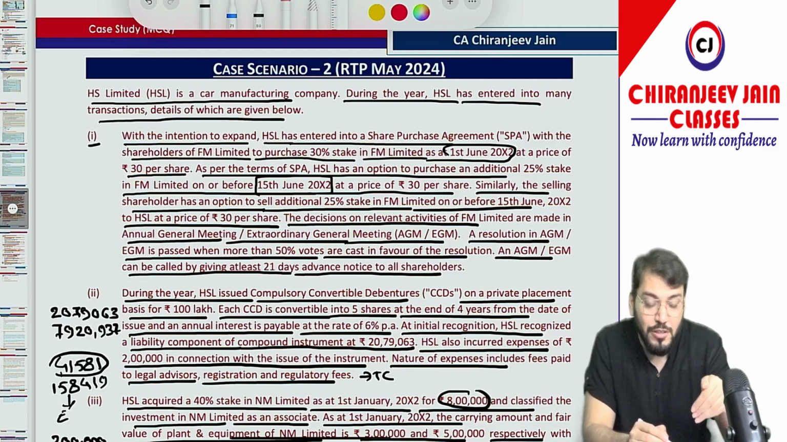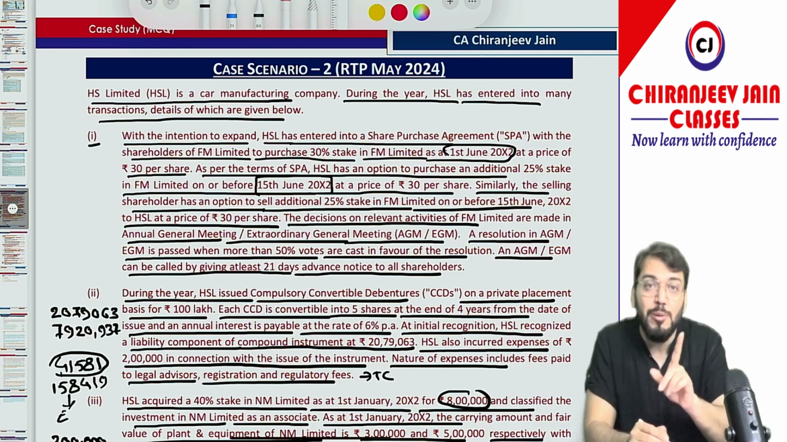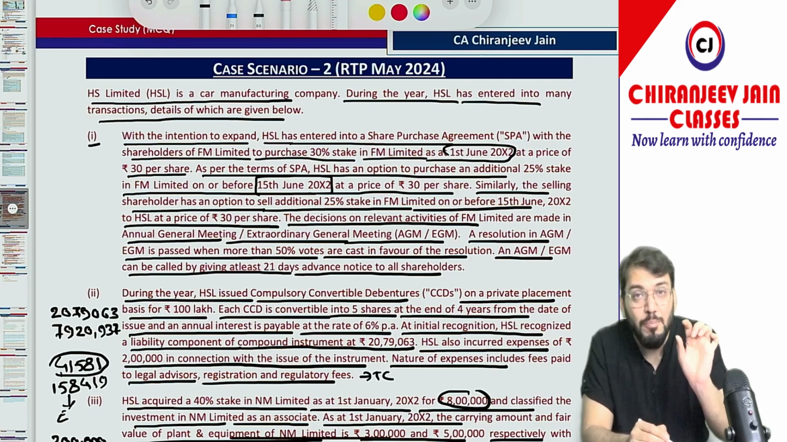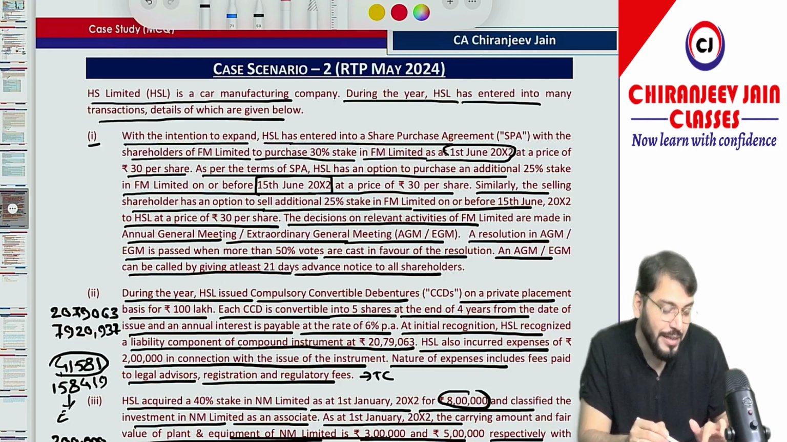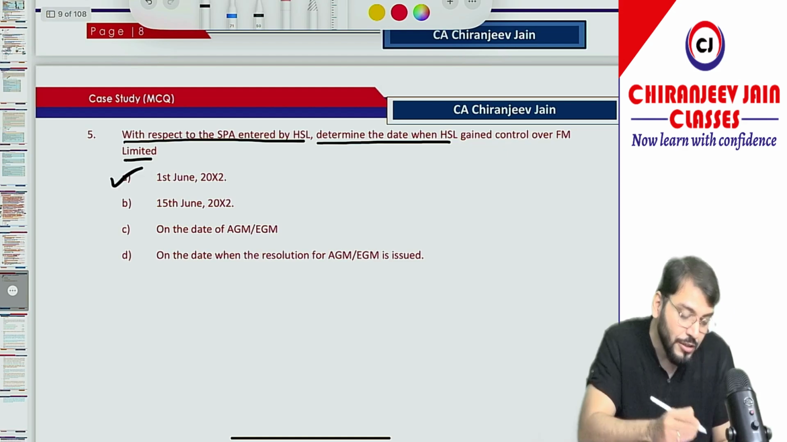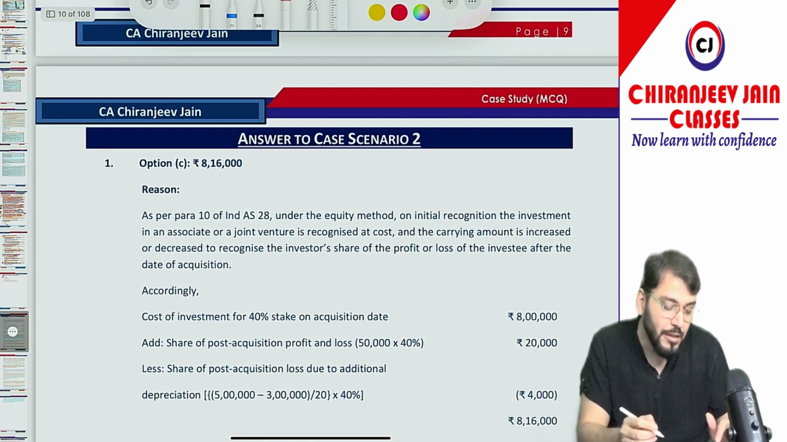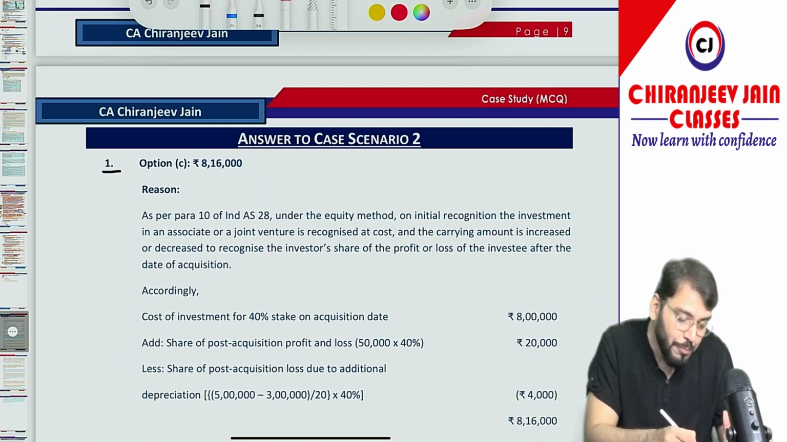Correct. It means the potential voting rights were substantive, and if substantive, they will be considered for determination of power over the investee. Understood this point? Yes, sir. And therefore the date of acquisition will be 1st June 2002. Got this? All the explanation is done. Let's see what the answers have been given. Point number 1, option number C, 8,16,000, it is correct.